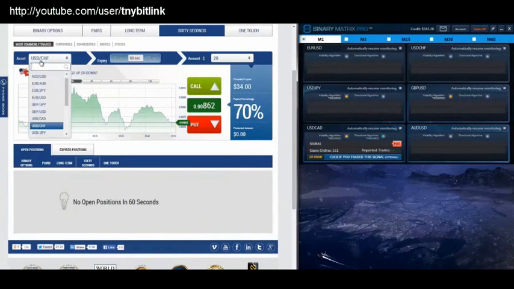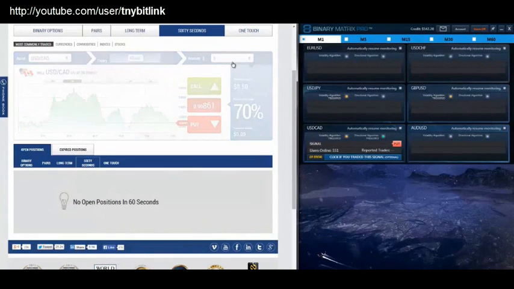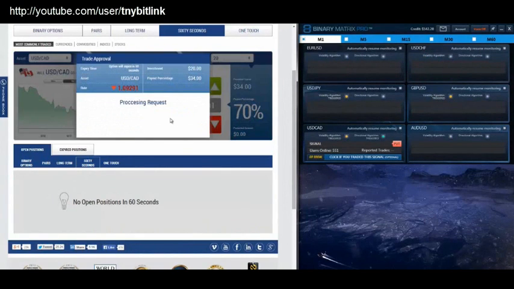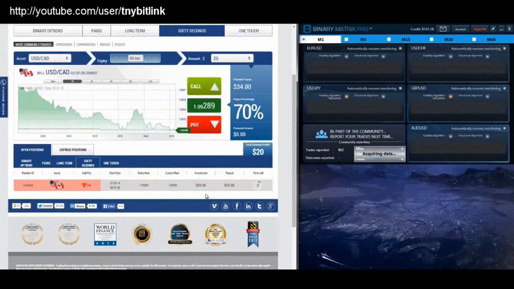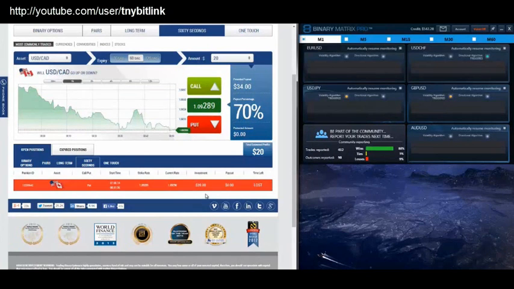All right, USD Canadian, and this is a put. Let's see. Okay, we've got a put signal on USD Canadian, looking for the price to go down. Let's see if it has done that enough for us. Nope, it's a loss.